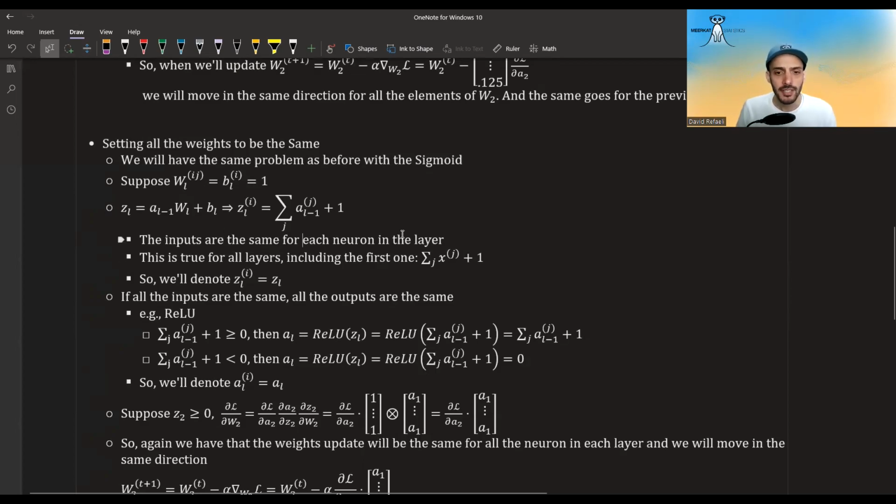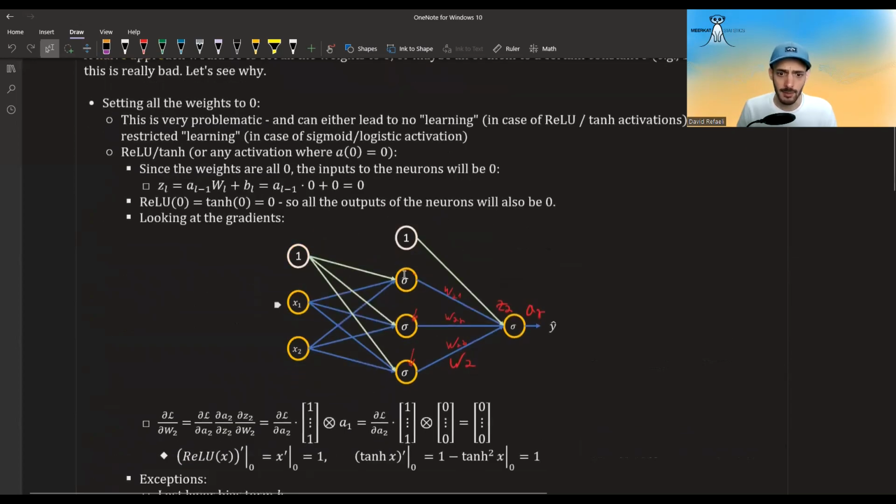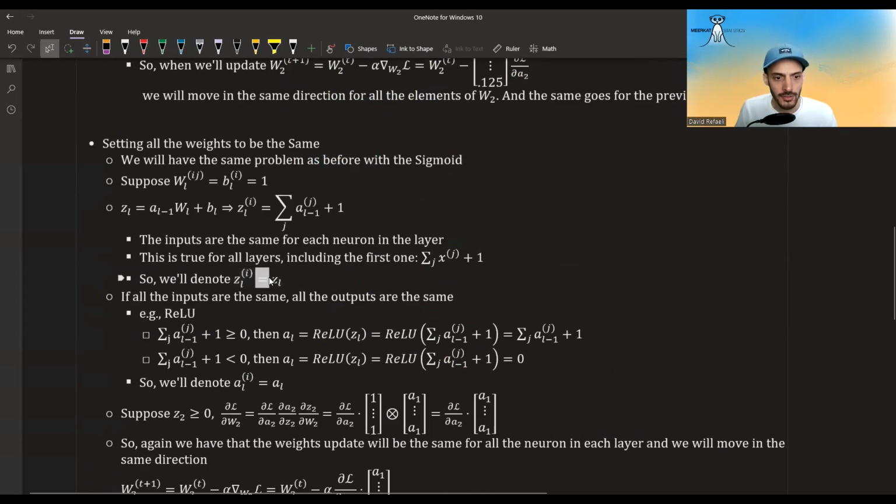Okay, so the inputs are the same. This is true for all layers. So the inputs here will be the same as the inputs here, will be the same as the inputs here. And if we had more layers, then the inputs here will be all the same as the inputs here. So we'll denote them just by z of l. We won't keep track of each of them. z of l is just the scalar value of all the inputs in the vector of inputs.